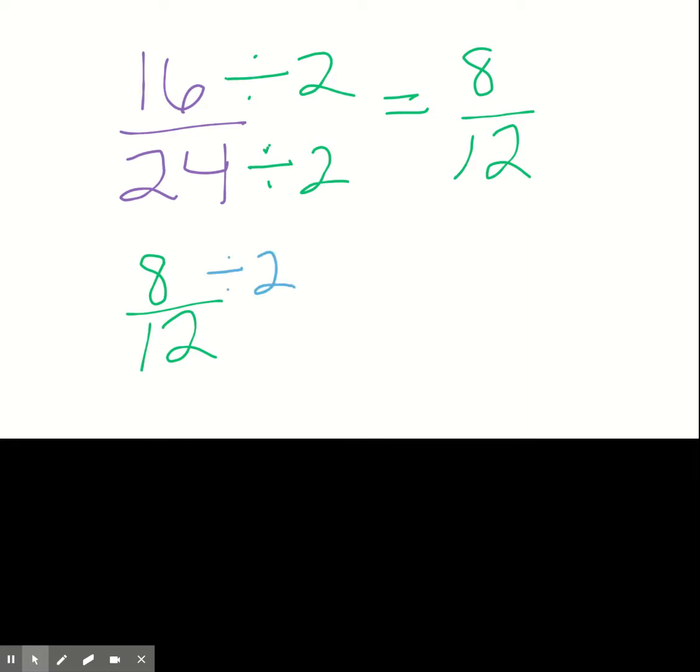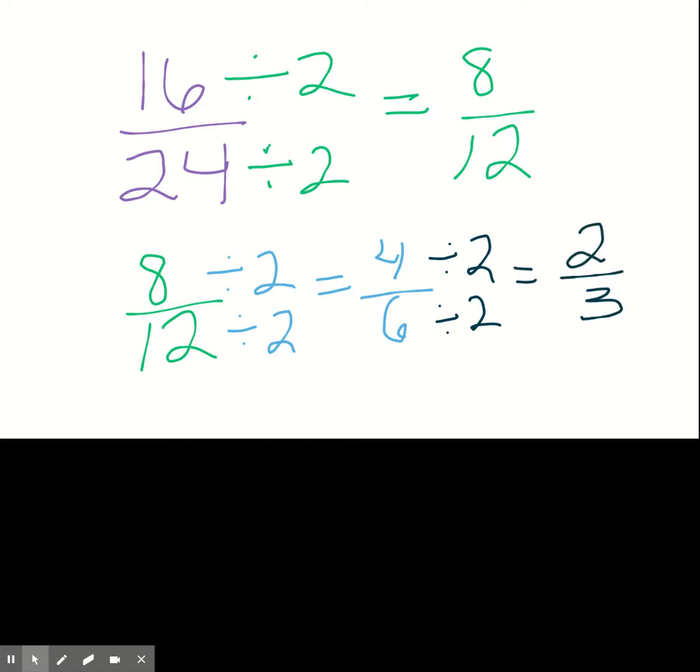They still have 2 as a common factor. 8 divided by 2 is 4. 12 divided by 2 is 6. And oh my goodness, we can still do it again. They're both even numbers. 4 divided by 2 is 2. 6 divided by 2 is 3. Now we made it. These are both prime numbers. You cannot simplify any further.